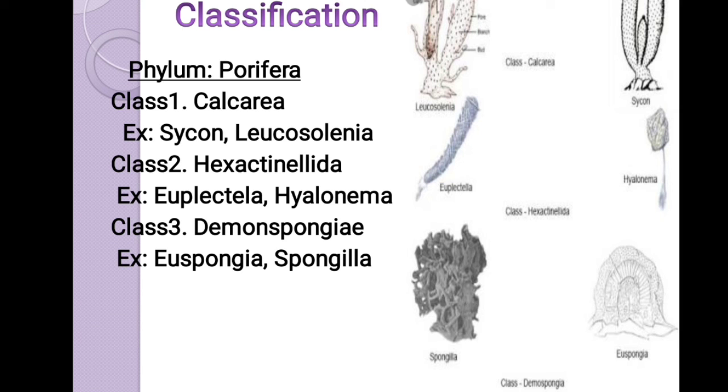The second class is the Hexactinellida. Here the spicules are made up of silicic acid, example Euplectella, Hyalonema. And the last class is the Demospongiae. Here the endoskeleton is made up of spongin fiber, example Euspongia and Spongilla.